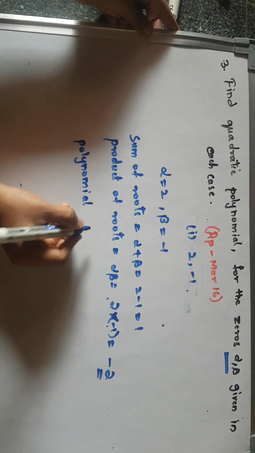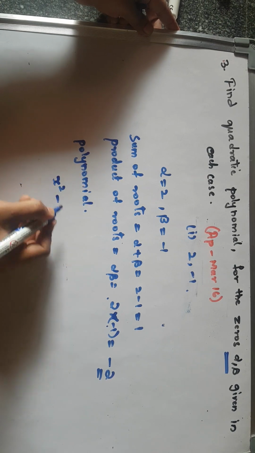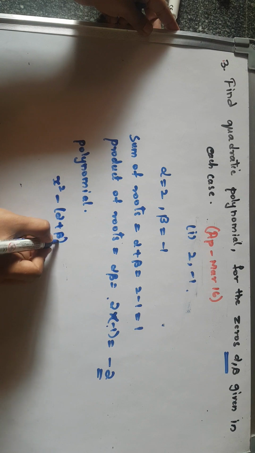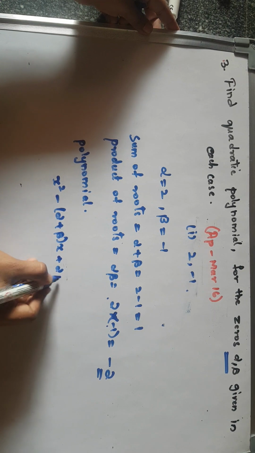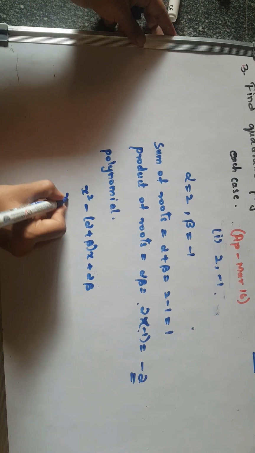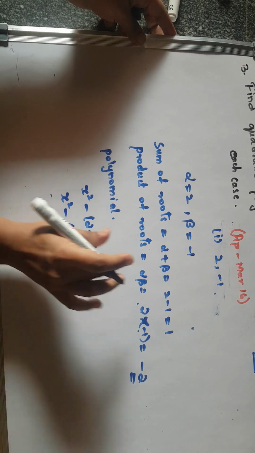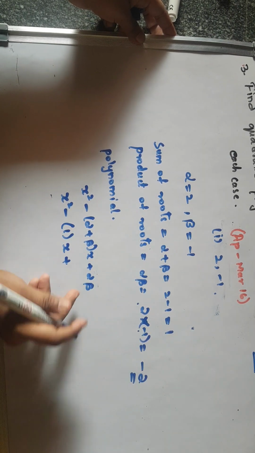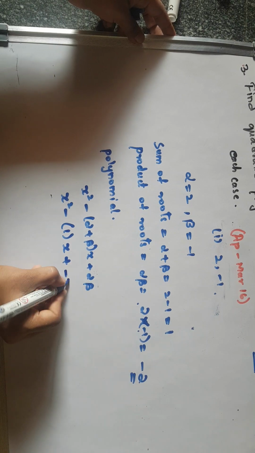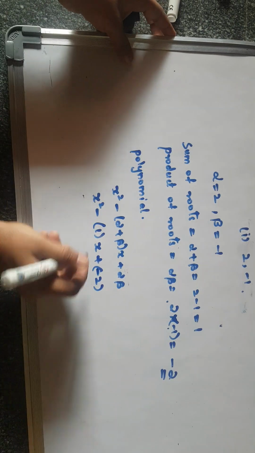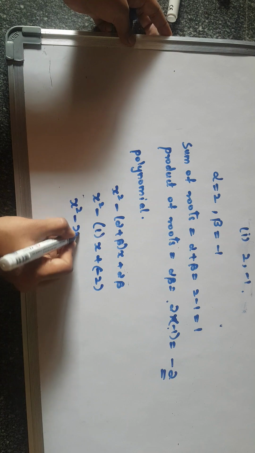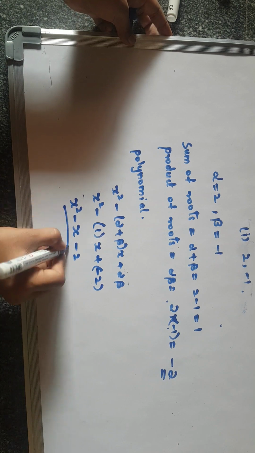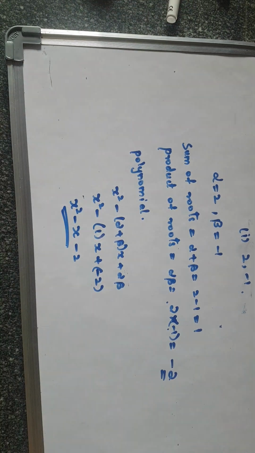The polynomial will be formed as x square minus (alpha plus beta) x plus alpha into beta. Okay, x square minus, what is the value of alpha plus beta? 1. Plus alpha into beta value is minus 2. So x square minus x minus 2. This is the polynomial which has been formed.